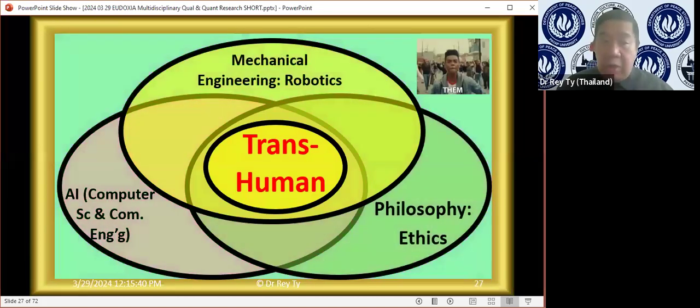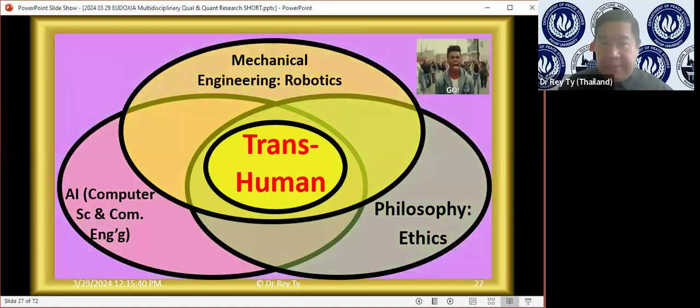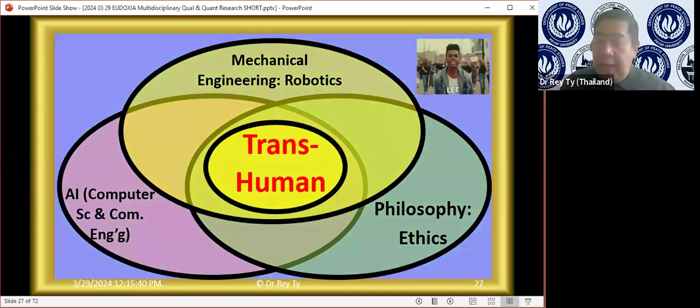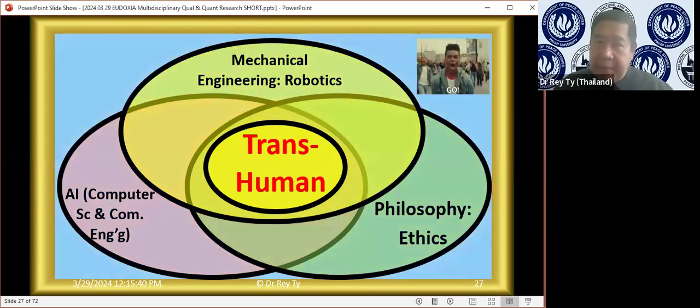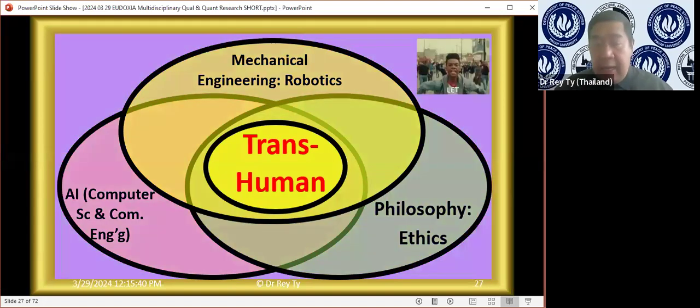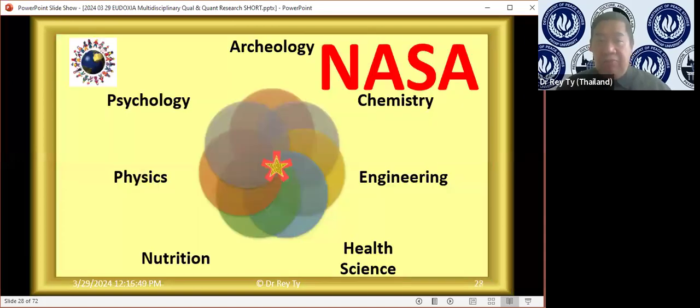But then you need computer engineering to do the robotics part, which is from the AI language part, but medical engineering will be the physical part. But then we have to bring in people from humanities, philosophy. Is this good? Is this bad? Is this what we want human beings to be? That's why in robotics and AI, philosophers are deeply involved in the discussion of transhumanism.